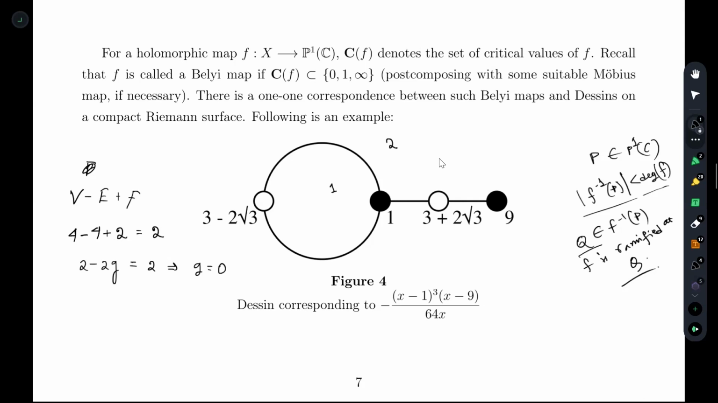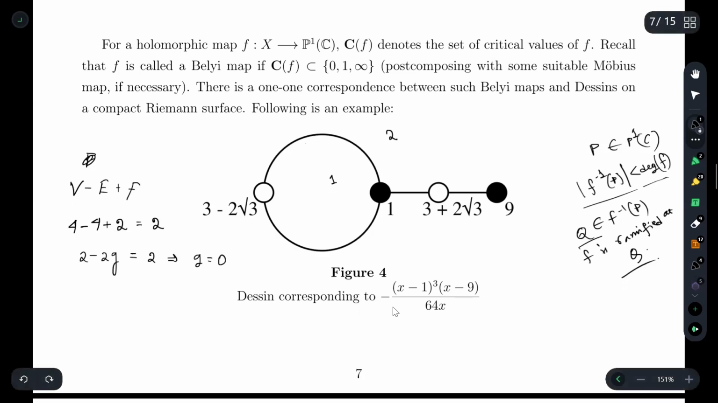And you say this is corresponding to this rational function. Yeah. So you are considering this as an algebraic curve or what? Yeah, so this is an algebraic curve actually. So you mean y equals this fraction?